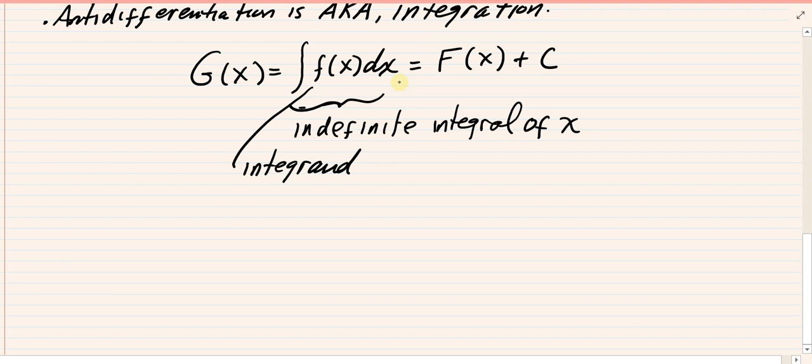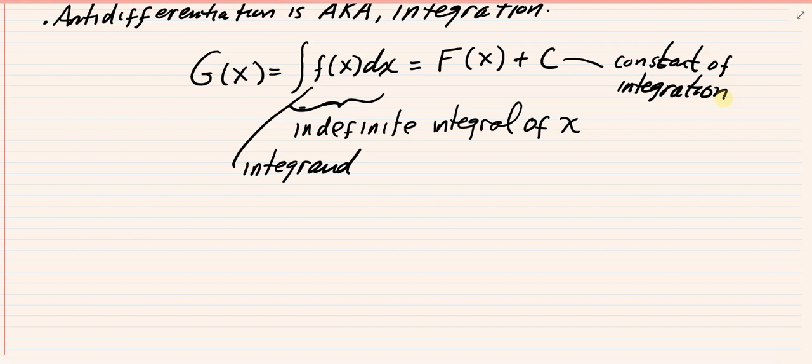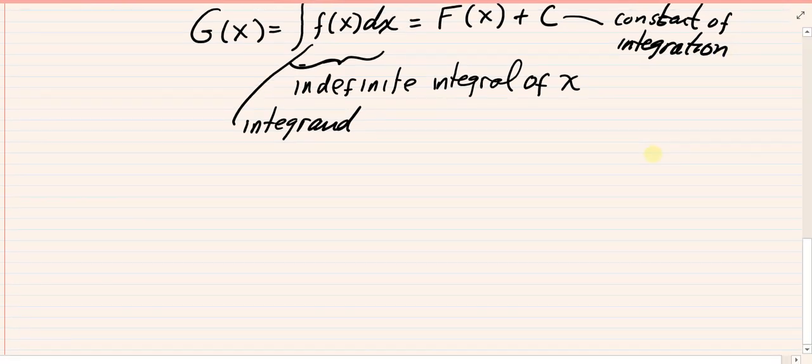Remember, capital F of x is an antiderivative of little f of x. And of course, c is the constant here, and this is known as the constant of integration. For all indefinite integrals, we will have that constant. Remember, because there's a family of antiderivatives, we have to have the constant here. Without it, the expression is not complete. So there you have it.